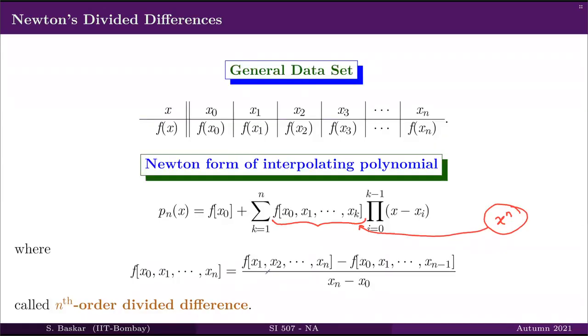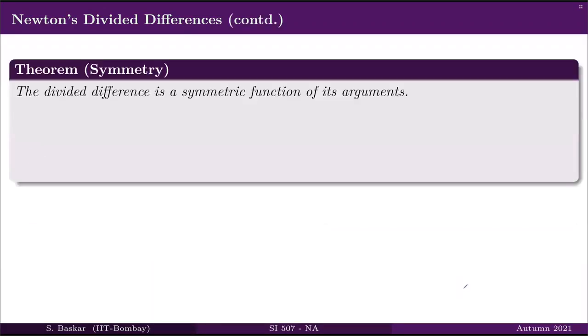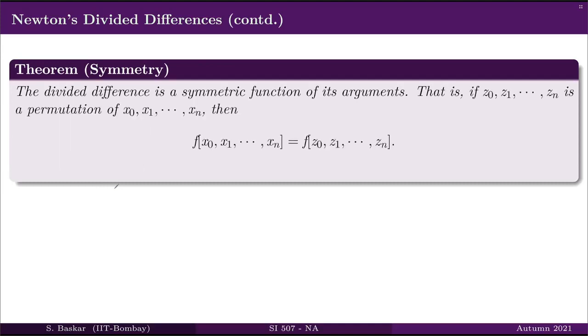Before going to prove that the nth order divided difference can be computed using this formula, let us first prove an important property of the nth order divided difference, which is the symmetric property. The nth order divided difference is a symmetric function of its arguments. That is the property. What does it mean?